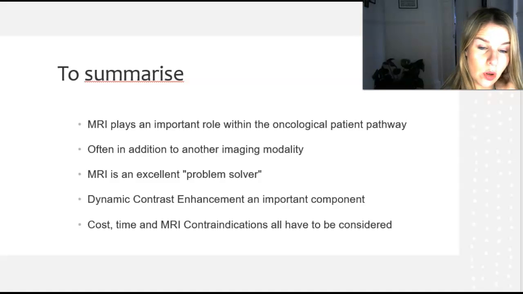Dynamic contrast enhancement also plays a really important role within MRI and oncology. So really looking at how quickly the tumour uptakes the contrast and how quickly it washes out the contrast can help, you know, answer these questions that we're talking about if they're trying to figure out certain things about the cancer, the type of cancer, the aggressiveness of the cancer, all that kind of thing. Dynamic contrast enhancement can play a role in that. But we also have to be mindful that MRI is more costly and can be more time consuming. And we also have to consider MRI safety and the contraindications that come with it.